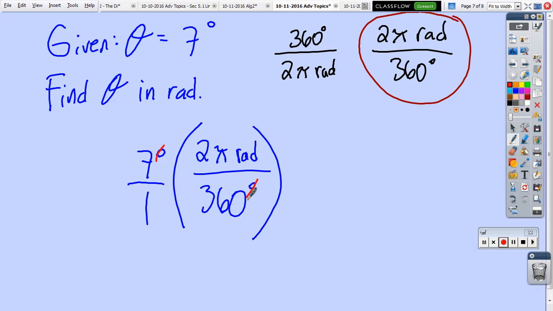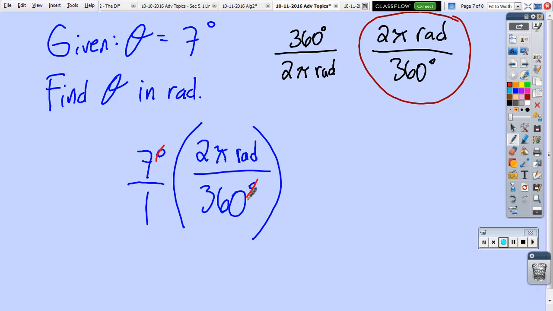What is the difference between 2 pi radians over 360 and 360 over 2 pi radians? Okay, there is no difference between the two. They have the exact same meaning, but you need to choose the one that makes sense. If you're going from degrees to radians, you would use this one. If you're going from radians to degrees, you would use this one.